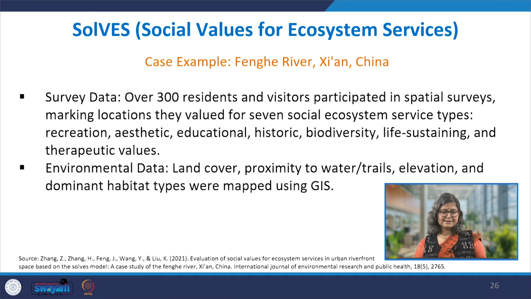In this case, survey data from 300 plus residents and visitors were collected for the spatial survey, marking locations which they value for 7 social ecosystem service types: recreation, aesthetics, educational, historic, biodiversity, life sustaining, and therapeutic value. So these are the 7 ecosystem services identified.